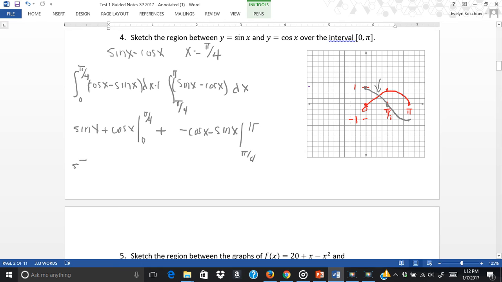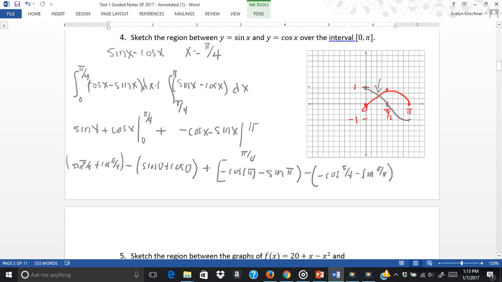So I have sine pi over 4 plus cosine of pi over 4 minus sine of 0 plus cosine of 0, plus negative cosine of pi minus sine of pi, minus negative cosine of pi over 4 minus sine of pi over 4.